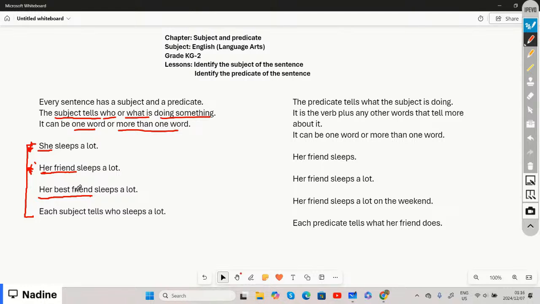All right. And if we look at those three sentences, first, she is our subject that tells us who sleeps a lot. A friend was the second one, who sleeps a lot, or her best friend. And in all three of those sentences, the underlined subjects tell us who sleeps a lot. So it's either she or a friend or her best friend.